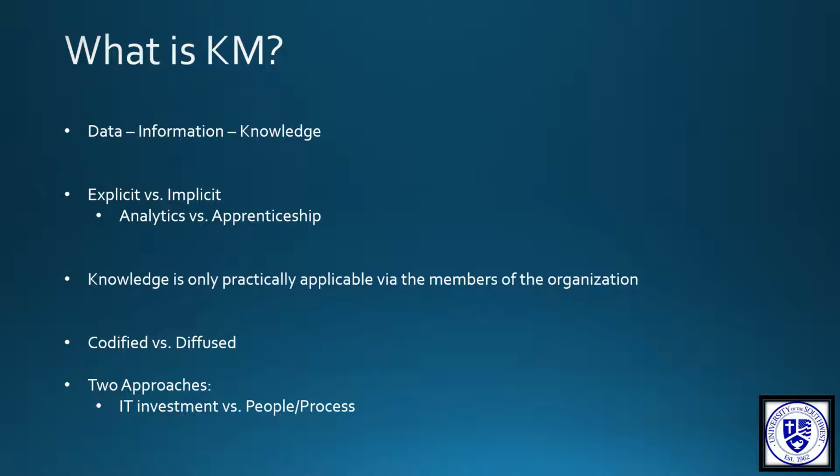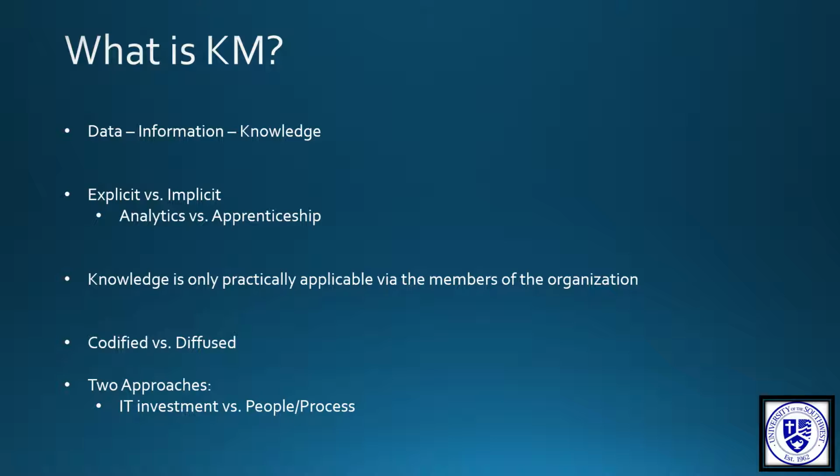Knowledge can be there. Obviously, there's a difference between codified and diffused: what's internal to the organization and codified and retrievable, and what's diffused, the industry standards, how the entire industry does things. And there are really two approaches we can take to how we manage knowledge.